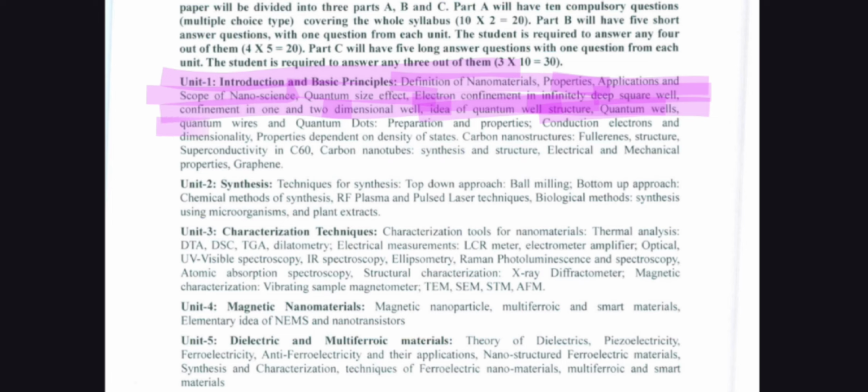quantum wires and quantum dots, preparation and properties, conduction electrons and dimensionality, property dependence on density of states, carbon nanostructures, fullerene ring structure, superconductivity in carbon 60, carbon nanotubes, synthesis and structure, electrical and mechanical properties, graphene.